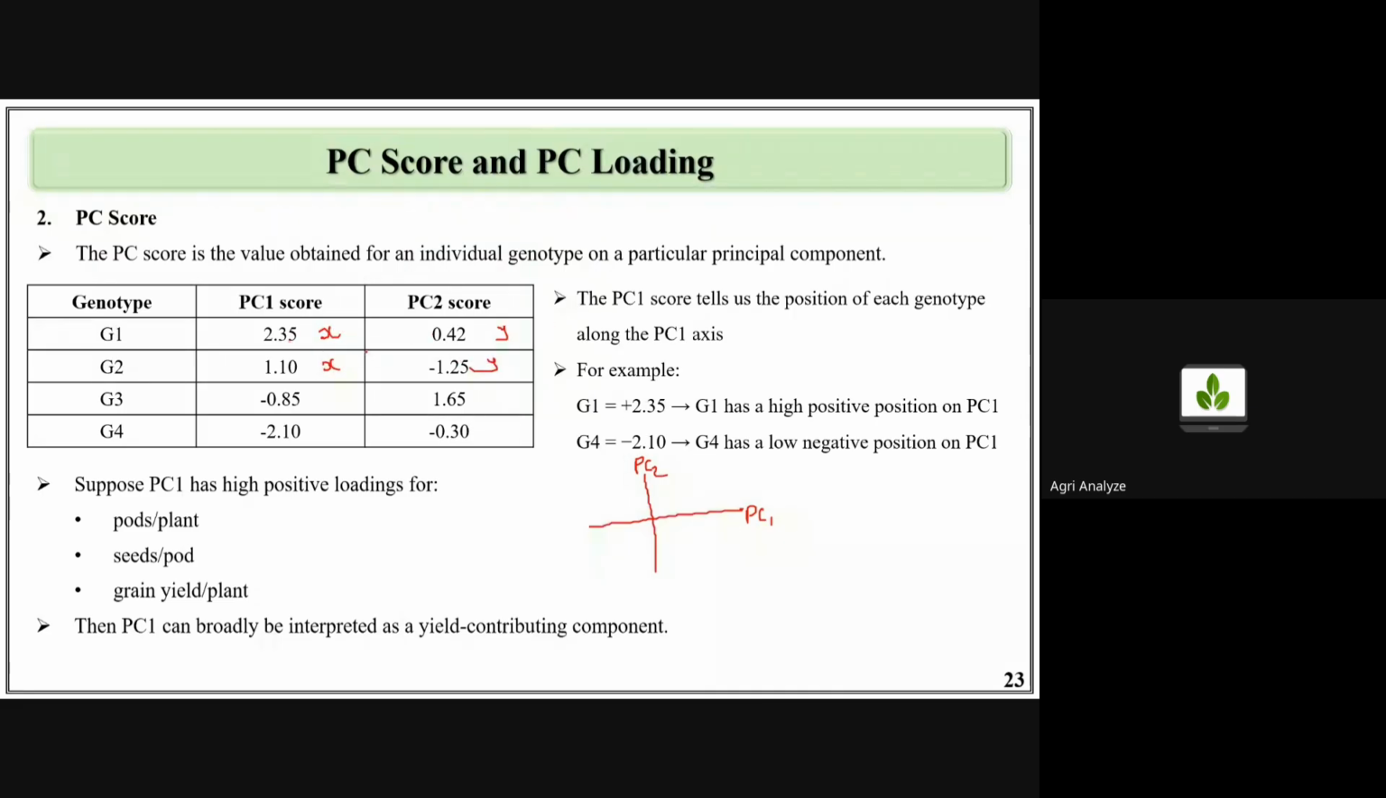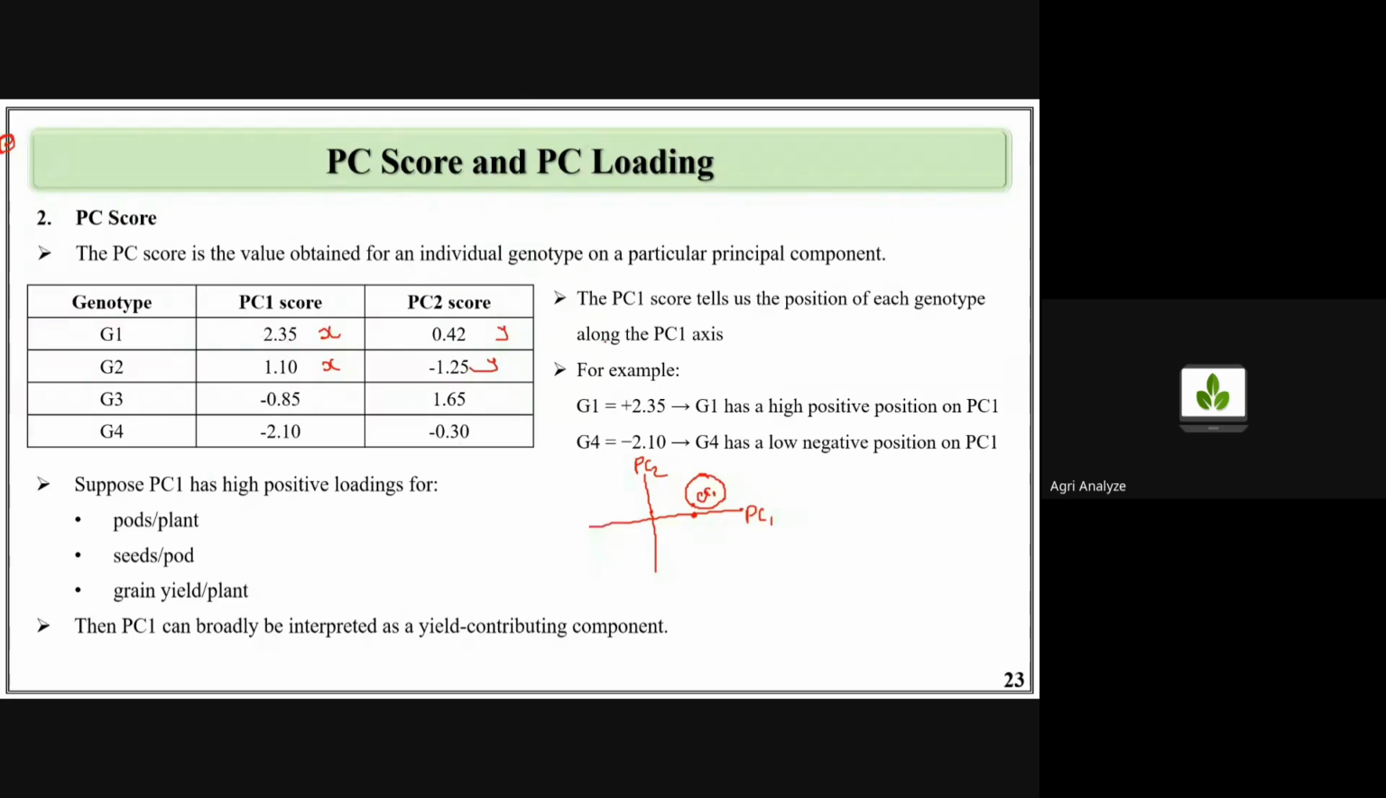Okay, here PC1 is 2.35. Then PC2 is 0.42. So it looks like here. Okay, so this is the point for G1. This way we can find the position of our genotype in the biplot analysis of our principal components. This shows the position of the genotype in a biplot analysis.